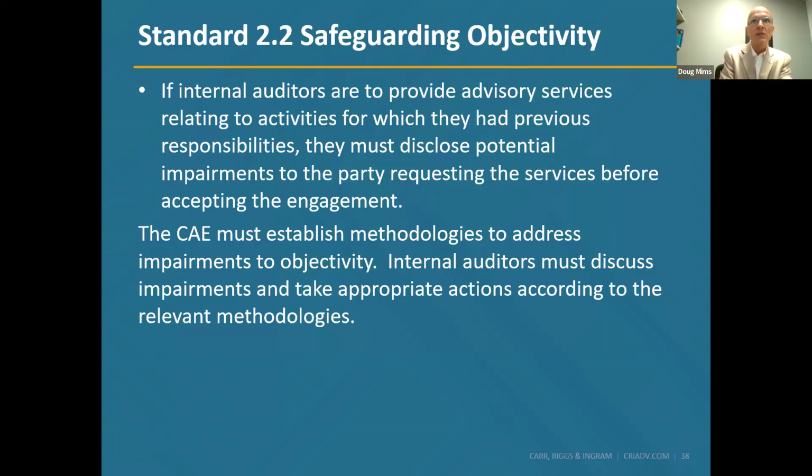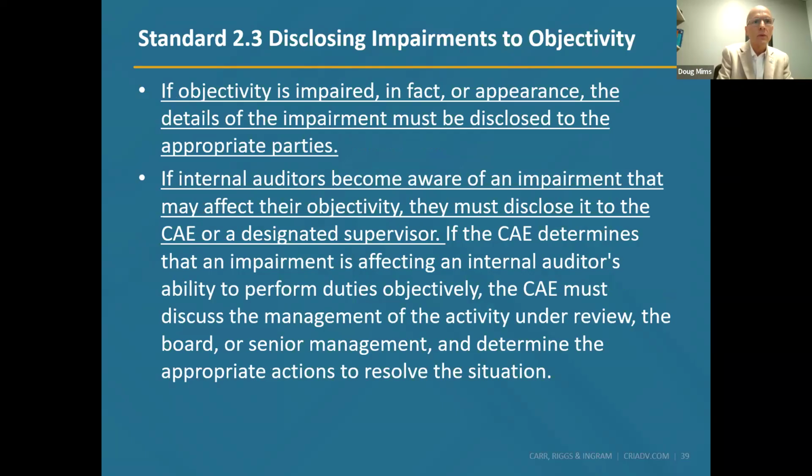The CAE must establish methodologies to address impairments of objectivity, perceived and actual. That needs to be built into the infrastructure and the methodologies of the internal audit function. So those things are going to come up, and you need to have processes in place to deal with them. Everybody needs to be transparent, both complete and accurate, and then they can be worked through accordingly.